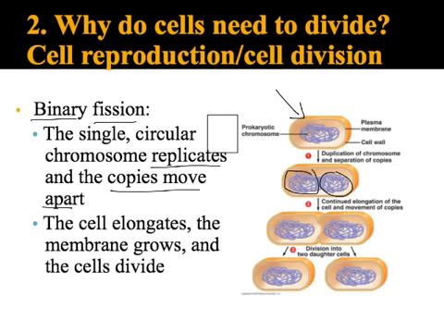We also mentioned how the cell membrane has to get bigger and pinch off. So the next thing that's going to happen is the cell is going to elongate. It's going to get bigger. So you can see my cell elongating here. The membrane grows, and then the membrane pinches off, allowing the cell to divide. So that's the process of binary fission. That's how asexual reproduction in a bacteria works.